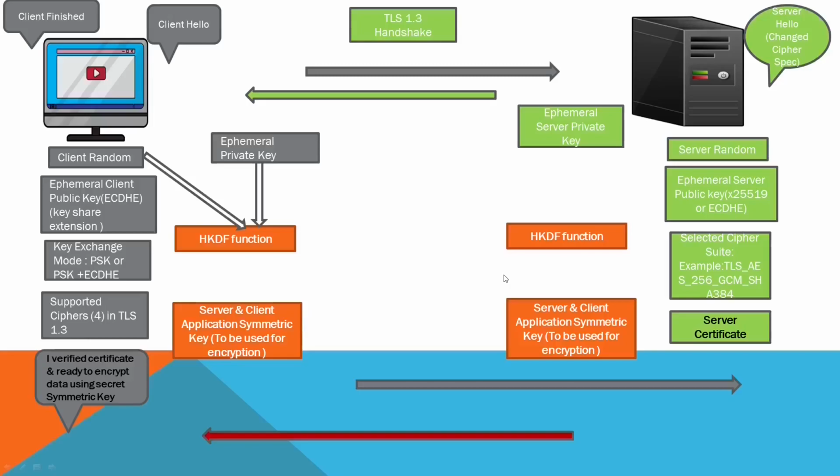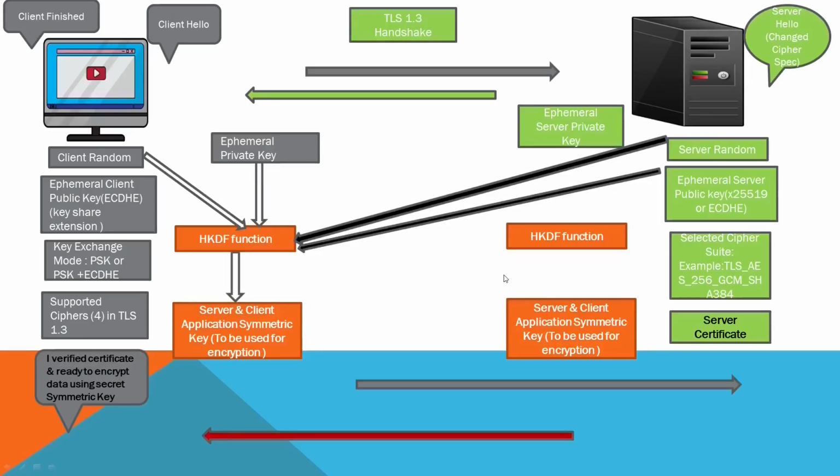never shared on air. So what will this HKDF function take as an input? So HKDF function will take the client random value and the ephemeral private key of the client, and it will have the server random value and the server public key, and finally using these things as the input and the SHA of both the handshake, the client hello and the server hello, it will generate the symmetric key.